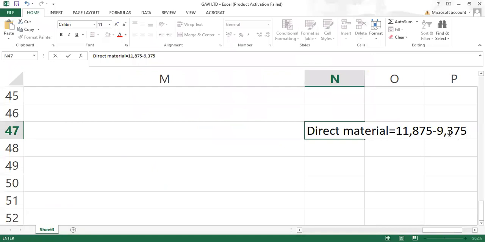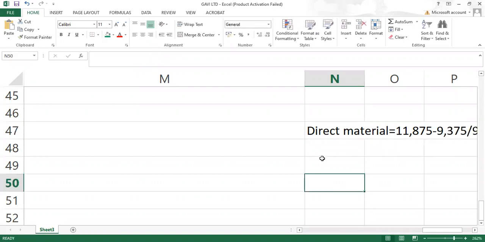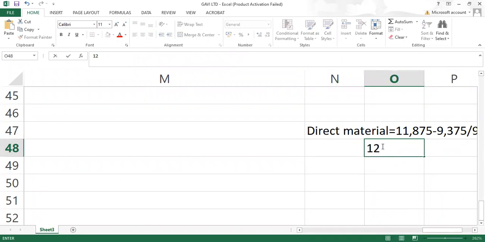Divided by the highest activity level minus the lowest, that would be 95 minus 25%, which is 75? Is it 75? Yes. Okay. So what will be the answer? What will be the direct material cost per percent? 125. 125 per percentage, isn't it? 1% is 125.